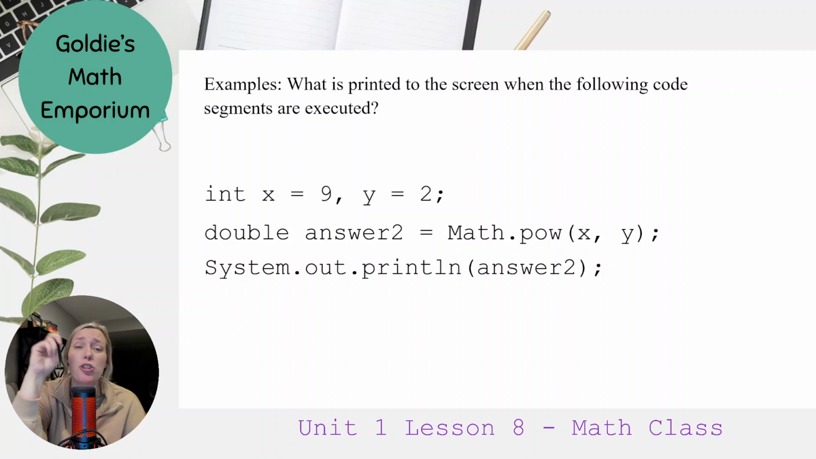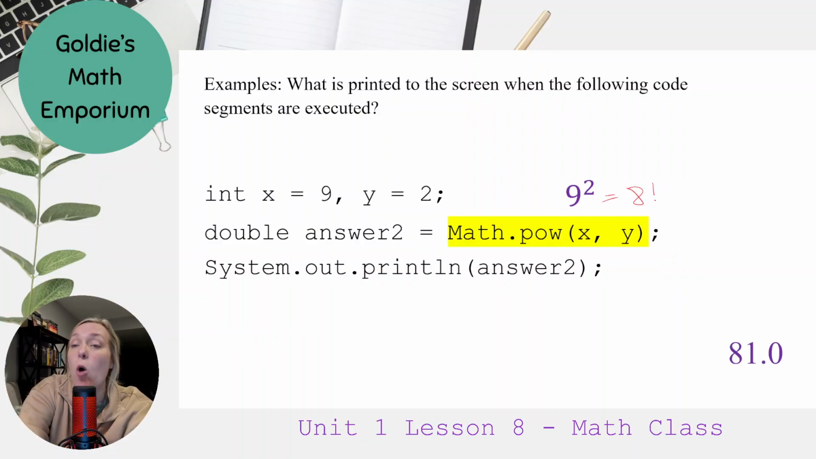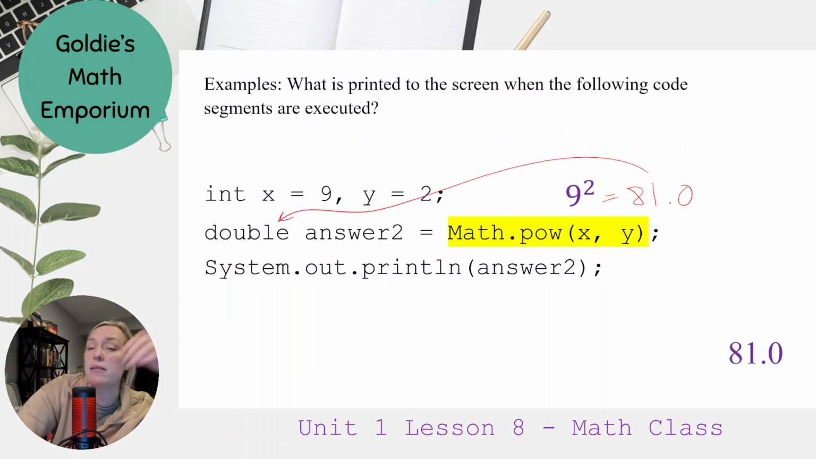Here's another one. answer2 equals math.pow(9, 2). What is 9, 2? It means 9 raised to the second power. 9 raised to the second power is 81. This method always returns a double, and thankfully, you had a double to capture that. Then when you print answer2, you're going to print 81.0. It's beautiful, isn't it? Beautiful.